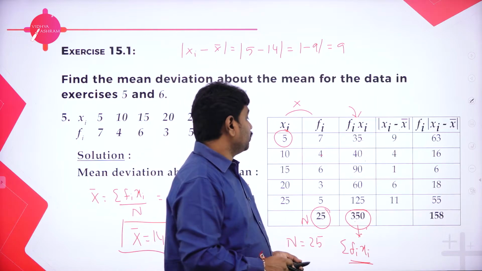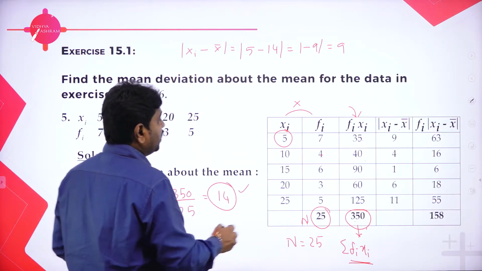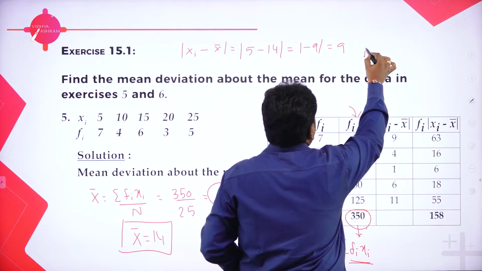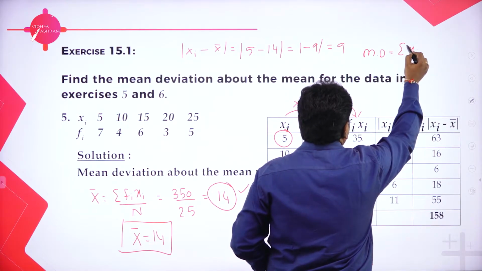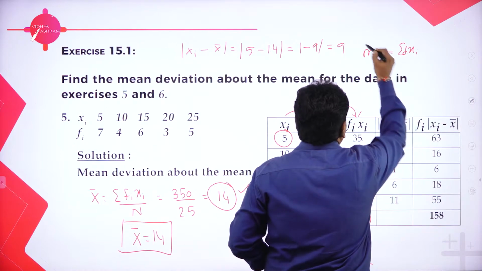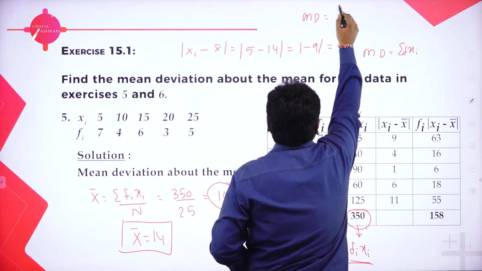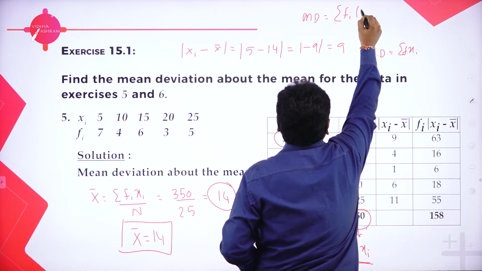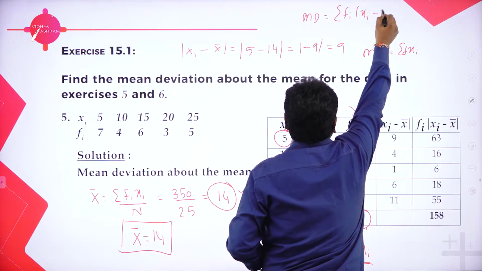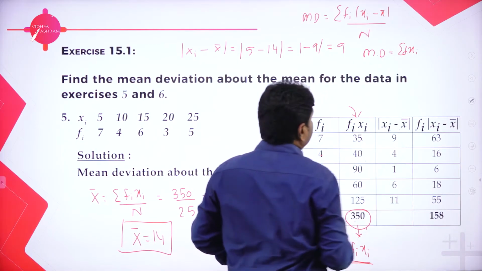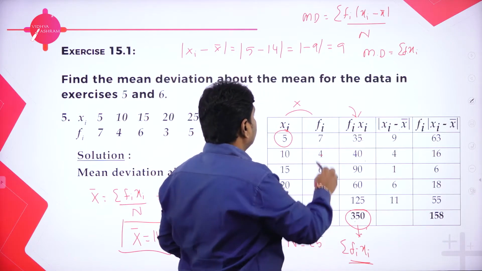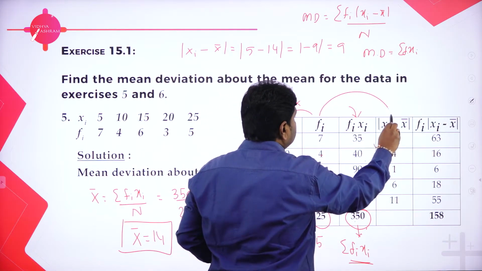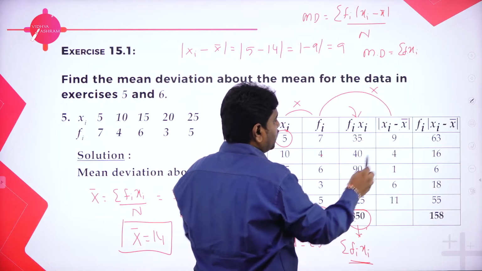Now you should do mean deviation. You know the formula for mean deviation. What is the formula for mean deviation? Mean deviation is sigma fi into modulus of xi minus x bar divided by N, right? So numerator is sigma fi into modulus of xi minus x bar. So I should multiply this frequency with this. These two you should multiply and write this column.